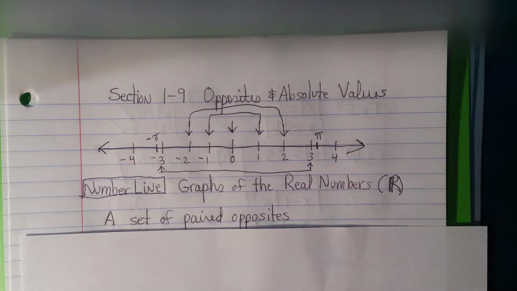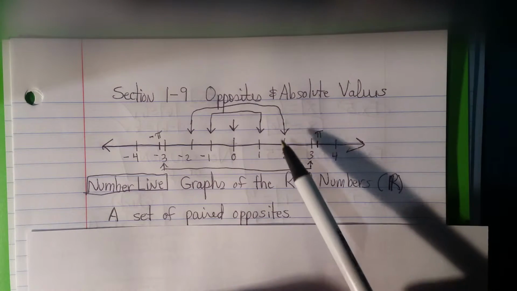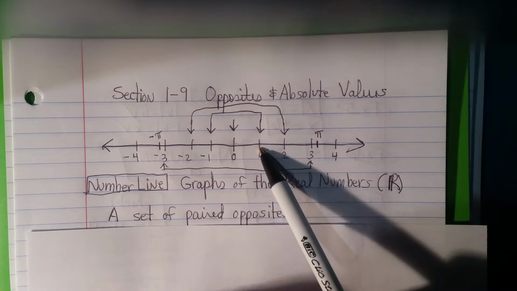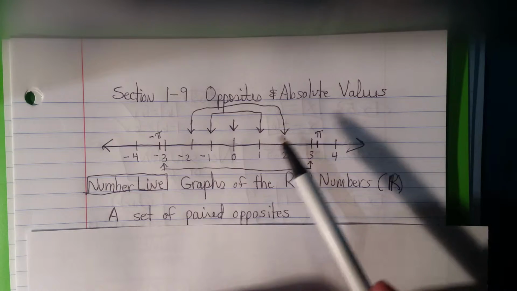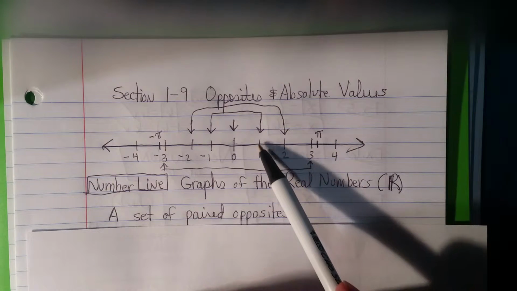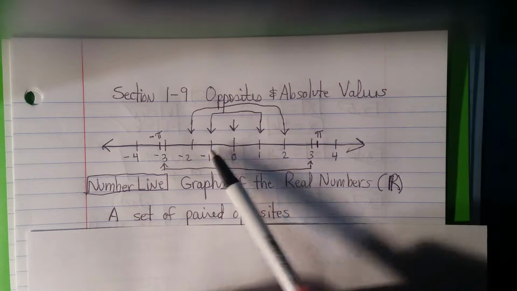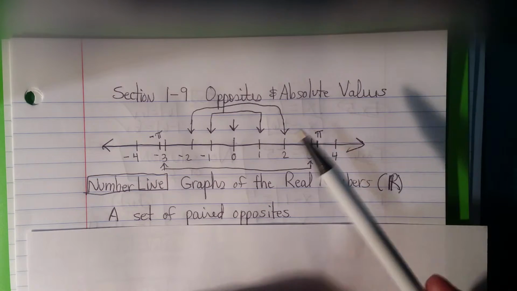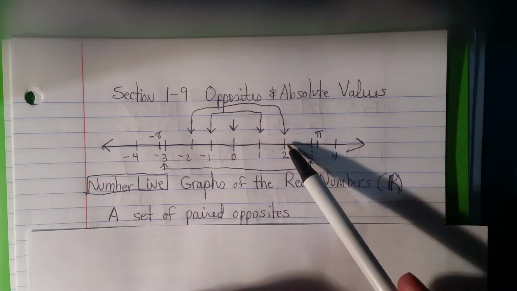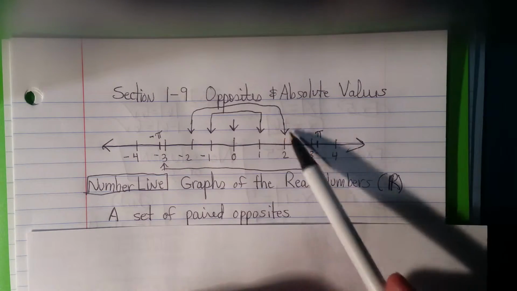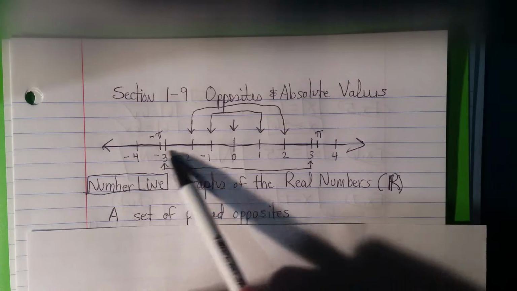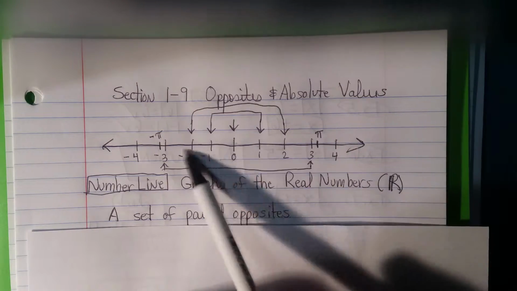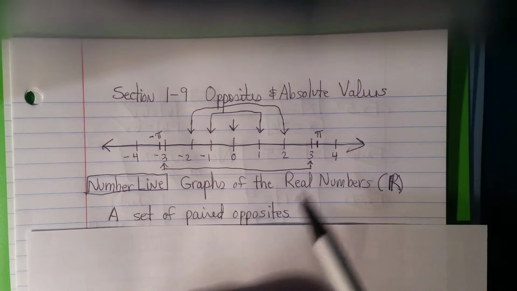You could also say that the number line is a set of paired opposites. That's kind of a second definition. And that means that if you take any number on the number line, it has an opposite. So for example, the number 1 has an opposite of -1, and -1 has the opposite of 1. So every number has an opposite that pairs with it on the number line, and the set of all these paired opposites forms the number line.